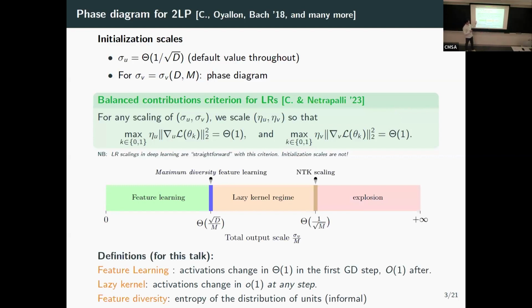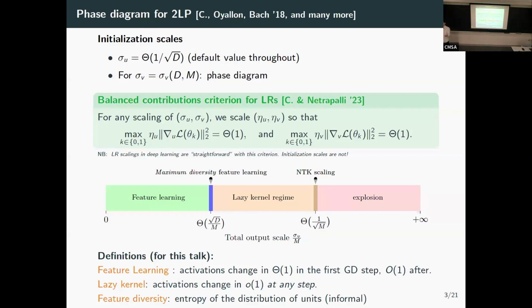When sigma v is 0, we are in some feature learning regime, which means that the activation changes in theta of 1, at least in the first gradient descent step. Typically, it's a bit subtle to track this later, but at least later we can guarantee stability of the dynamics. So we have this regime. And then there is some phase transition, which we can call the maximum diversity feature learning regime, or I can also call it the critical scaling for this two-layer neural network. And when we are beyond this scale, the behavior of gradient descent is described by this lazy kernel regime where the activations change in little o of 1 at any step.